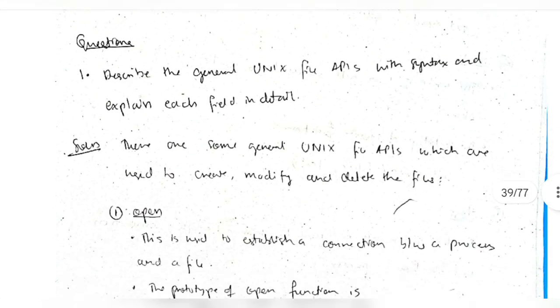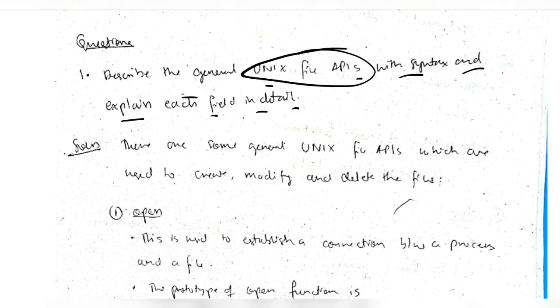The first question is: describe the general Unix file API with syntax and explain each field in detail. So what are the general Unix file APIs? Tell me, what do you do first? You will be creating a file here and then you will open it. After opening the file, what do you do? Either you write or read, right? After you are done, you will close the file. So that's what you have to define.